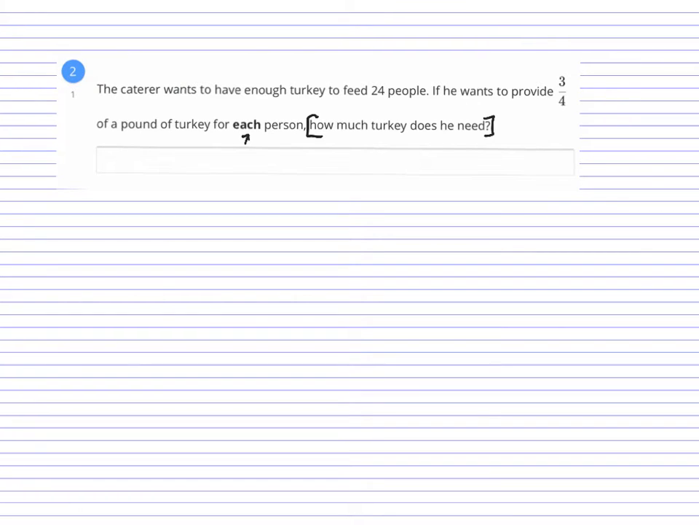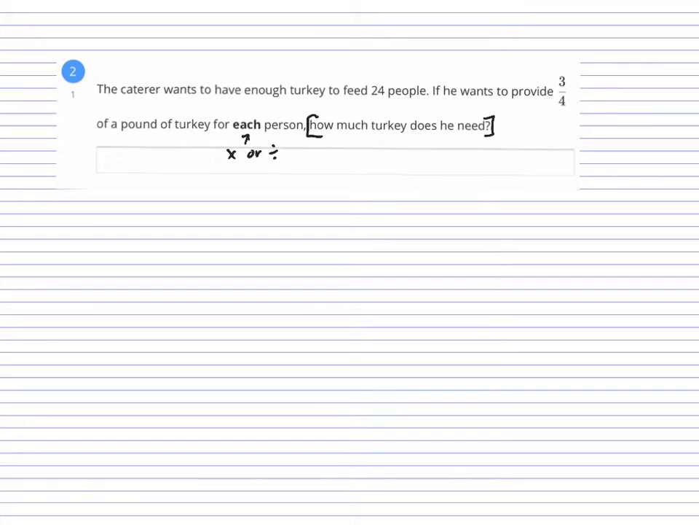"Each" is obviously going to be a clue. That's why I've bolded it for you. Remember, each means multiply or divide. And we know it's not division in this case because they're not talking about splitting anything, cutting anything, or sharing anything. So that's why it's not going to be division in this case.